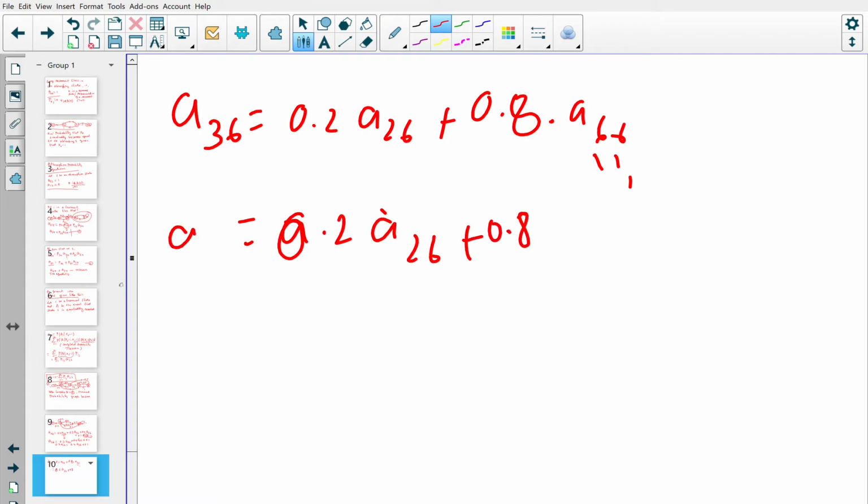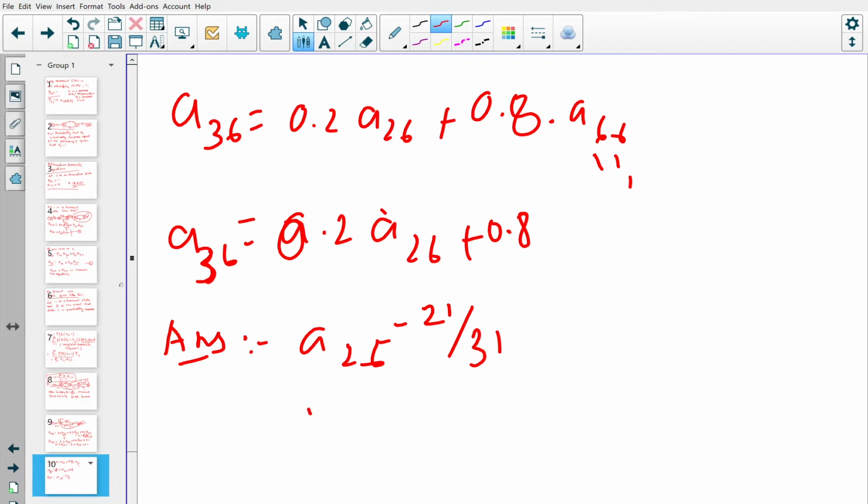Now there are two equations in two unknowns, and you can solve those. If you solve them, the final answer will be that A26 is equal to 21 by 31, and A36 you can easily solve.